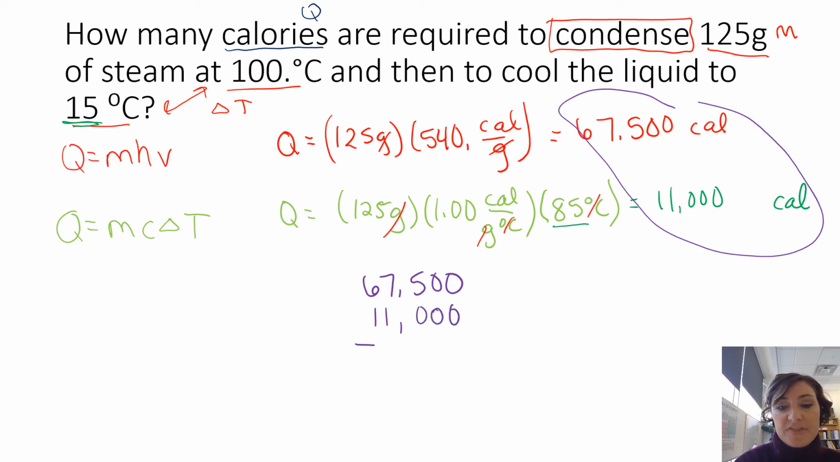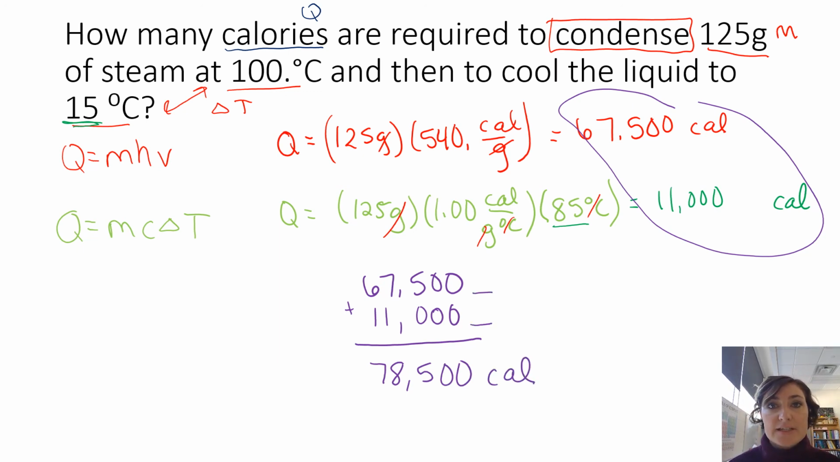So I have 67,500 plus 11,000. Because we are now switching rules, we are not doing our multiplication rule and going with the least number of sig figs, we're going with the least number of decimal places. It doesn't matter that I'm going to increase my number of sig figs here. So adding these 2 together, I get 78,500 calories. Make sure, because neither of these have decimals, that your answer doesn't have decimal places.